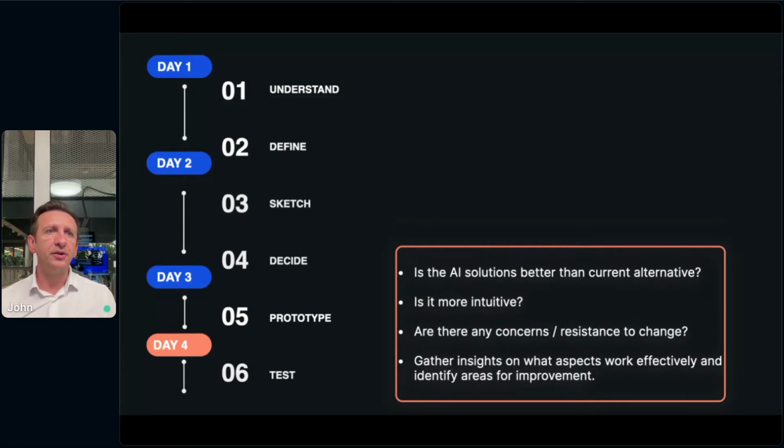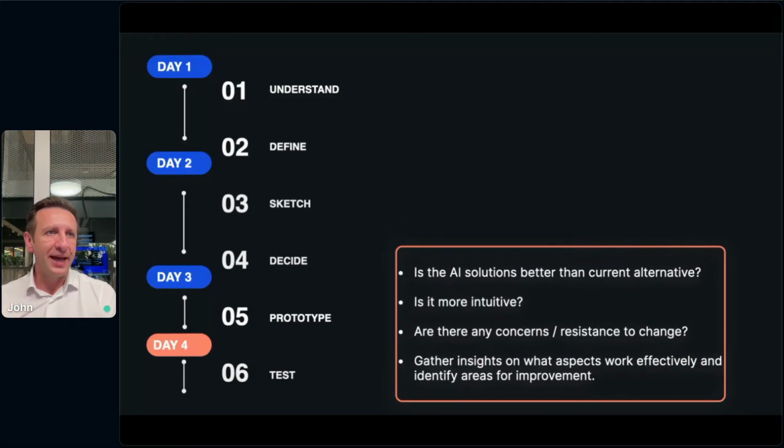Good. And then you're going to test it. What you're looking for: are people going to use it? Is the AI solution better than the current alternatives people have? Is it more intuitive? Do we feel our customers are going to be resistant to this change? And then just like in a normal design sprint, you see what exactly works, what doesn't work, what needs to be improved. Right, so that's kind of how the AI design sprint works.